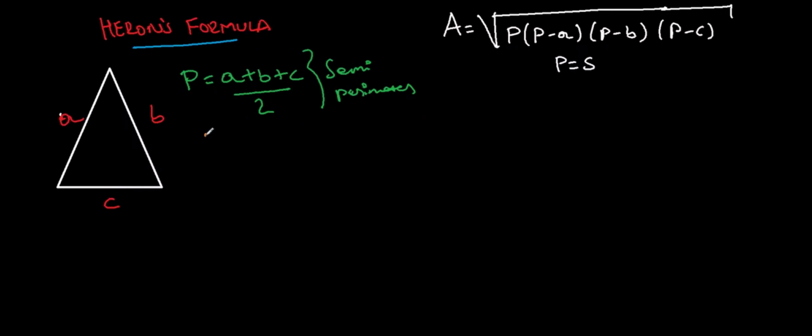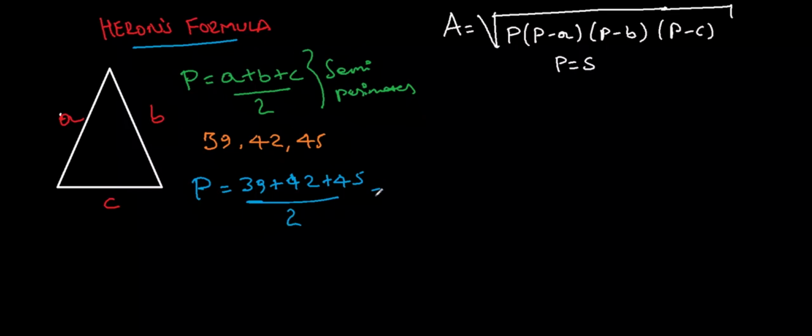The three sides of a triangle are given as 39, 42, and 45. First you have to find P. P is equal to 39 plus 42 plus 45 divided by 2. Adding these, 9 plus 2 plus 5 is 16, carry 1; 3 plus 4 is 7, plus 4 is 11, plus 1 is 12. So 126 over 2, it will be 63.